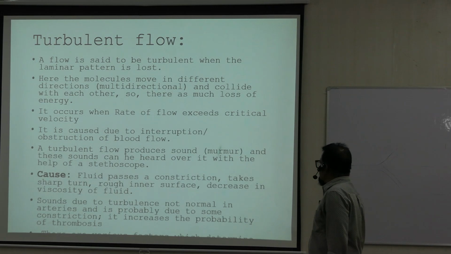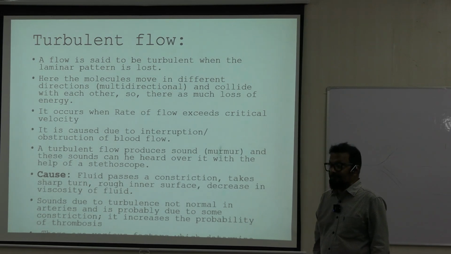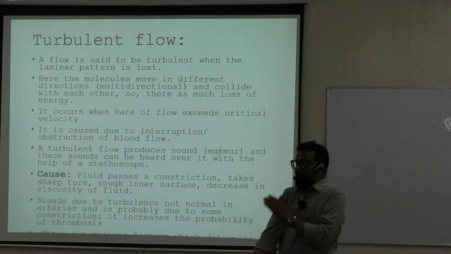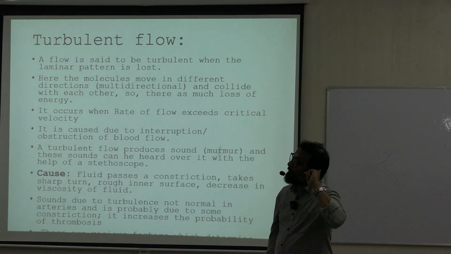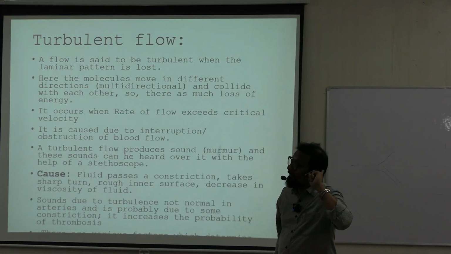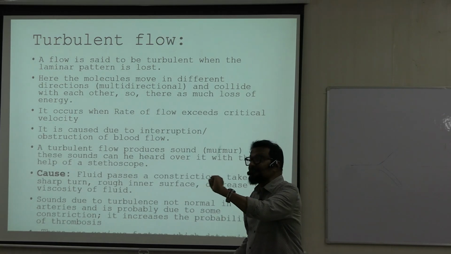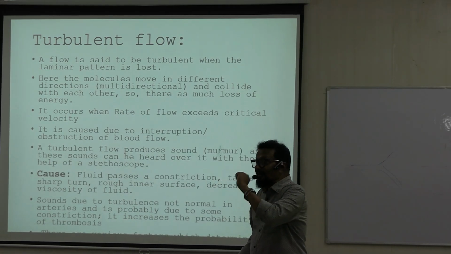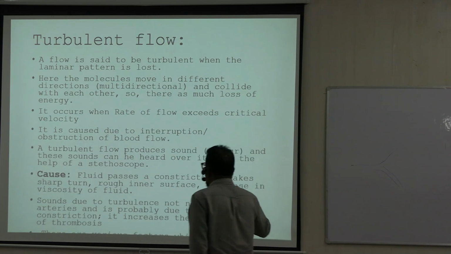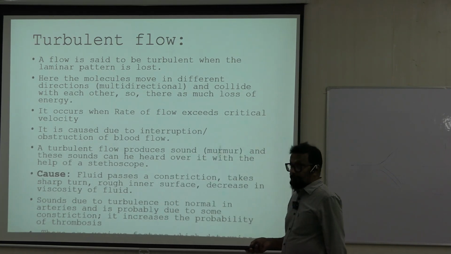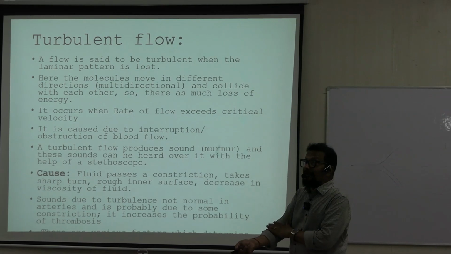Sounds due to turbulence are not normal in arteries. But if you find a sound, a bruit, in the arteries, then immediately there is some narrowing, and it may be due to arteriosclerosis, or thrombosis. That means it may create thrombosis.